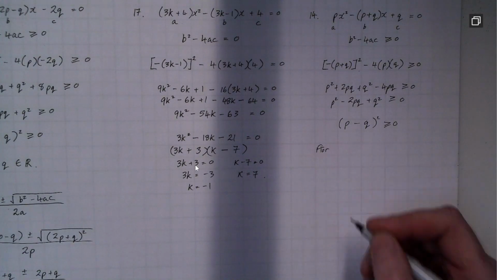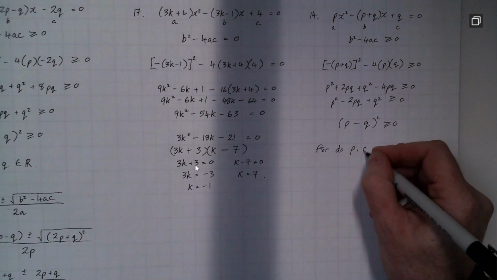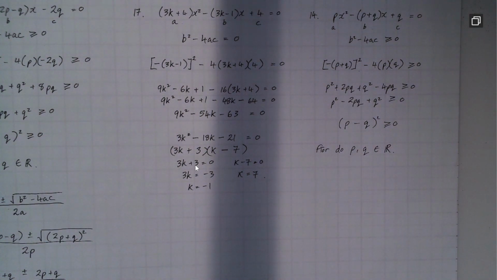Okay, so, P and Q are on the wall, R. The question: prove that the equation has equal or greater roots. Now the first part: find the roots in terms of P and Q.